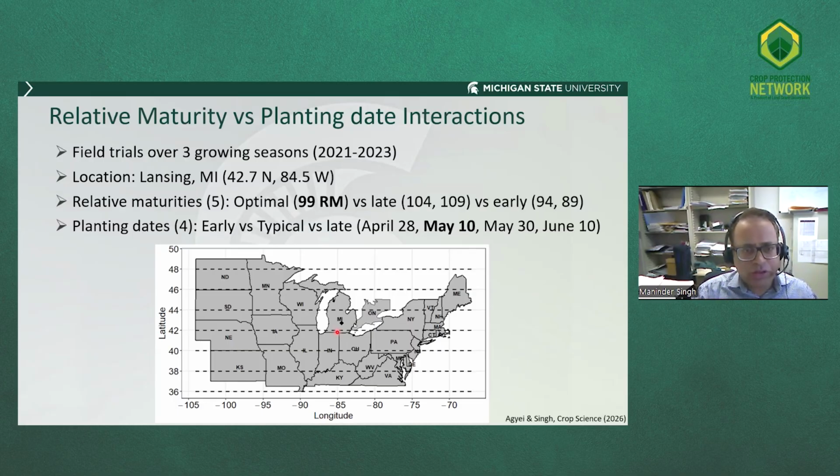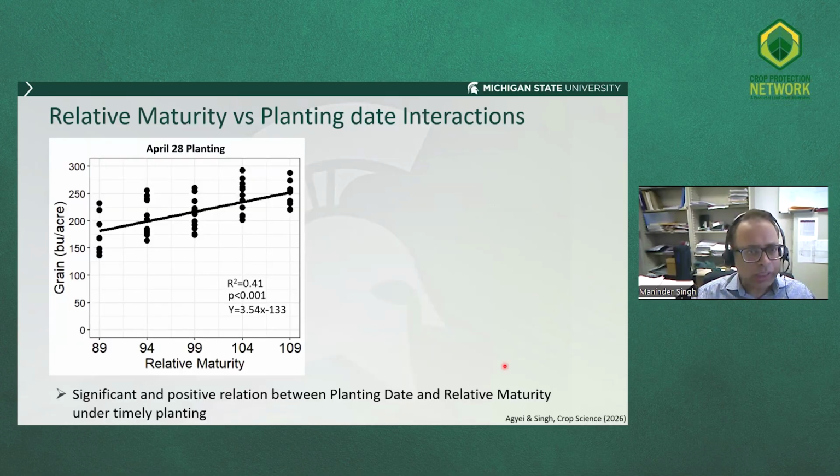In terms of how we did the trials for our location, 99 RM is our optimal typical relative maturity. So we compared that to some later, longer maturities, 104, 109, as well as early going to 94 or even 89 maturities across different planting dates, right? We went with the typical planting date around here, early May, compared to, again, end of April and later plantings into end of May and early June, and see how that interaction works out, right? Let's look at data starting with the yield.